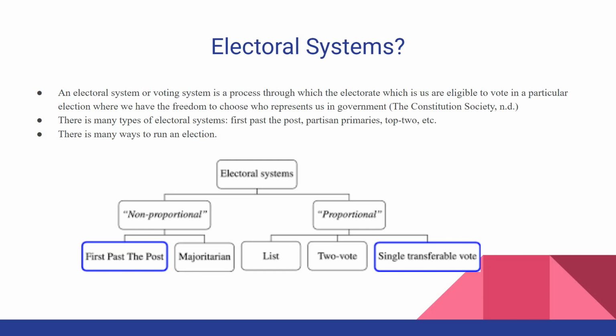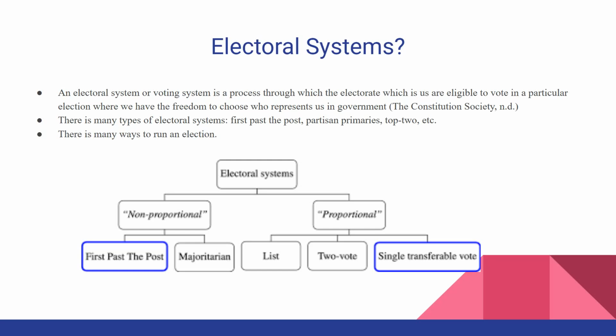There are many types of electoral systems. Many countries use different types of electoral systems. There's not one type of way to run an election. There are proportional and non-proportional voting systems. There are also many ways to nominate candidates for the general election. But the thing is, there's no one way to run an election. There's no one way to vote.